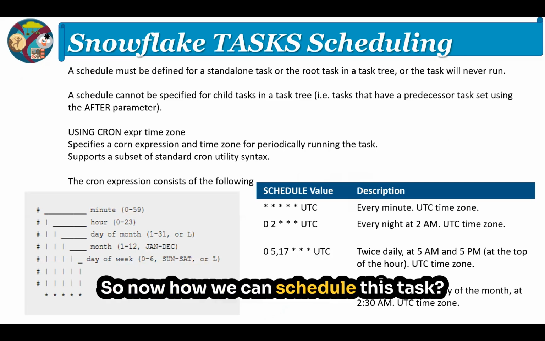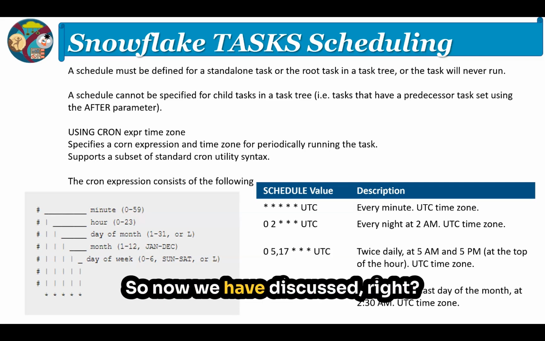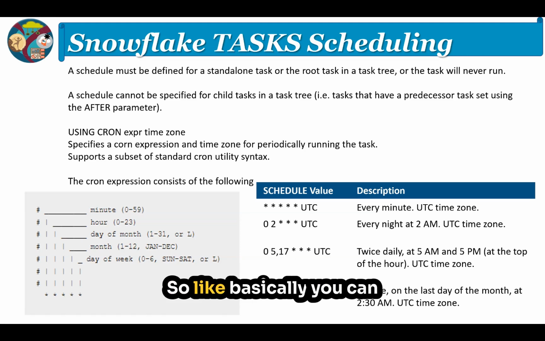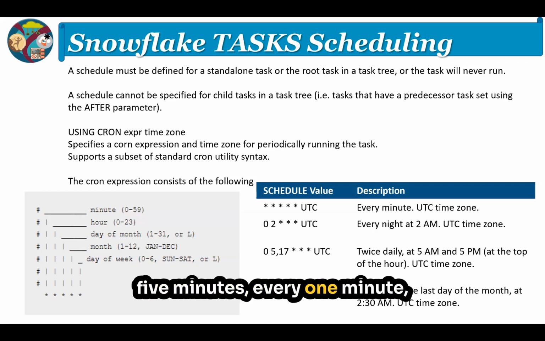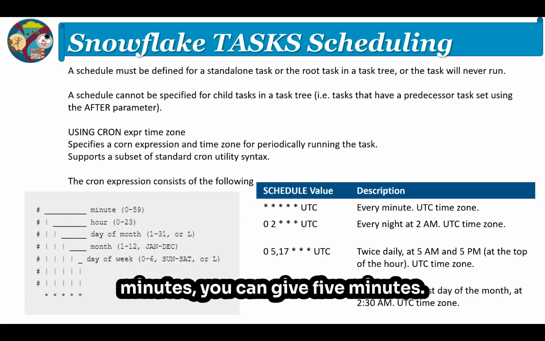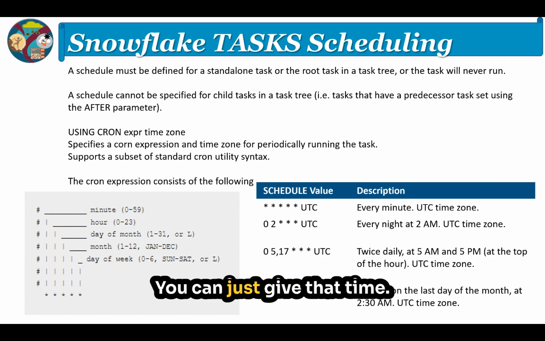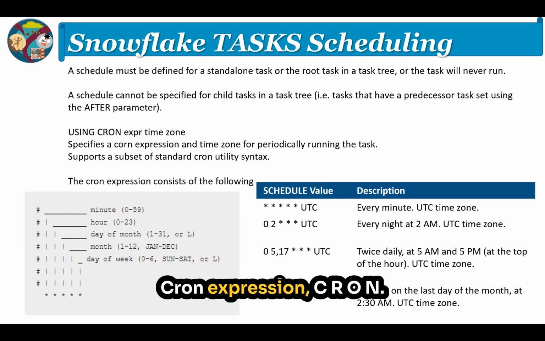So now how can we schedule this task? We have discussed, right? You can schedule the task. Basically you can schedule this particular task in two ways. One is a standard time. Standard time in the sense of every 5 minutes, every 1 minute, every 10 minutes, every 30 minutes. If you want to give it in minutes, you can give 5 minutes, you can just give the time. But if you want to execute this task in a particular time frame, that's where we use a cron expression, cron.